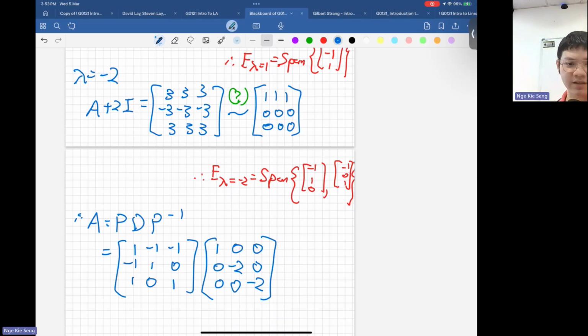Should you find P inverse? No need. No need to find P inverse.